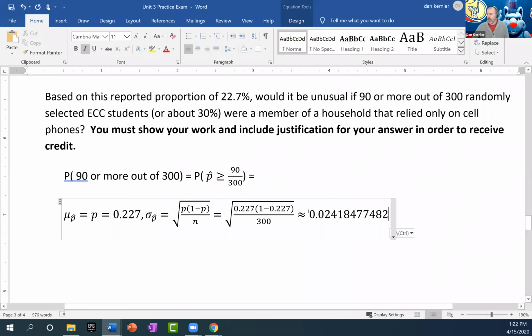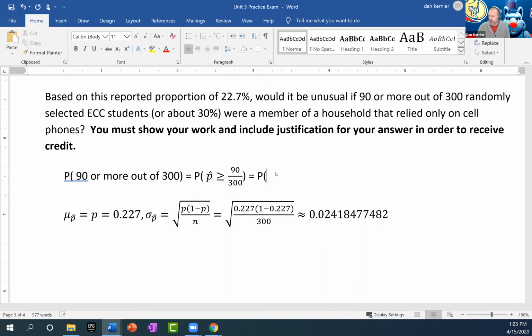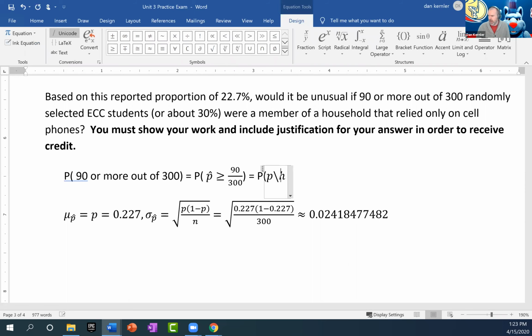All right, so now I think we're able to use the normal calculator again. We have our sample proportion, which is 90 out of 300. What is 90 out of 300? I feel like that simplifies nicely. 9/30ths, so 3/10, right? So that's the probability that P hat is at least 3/10.